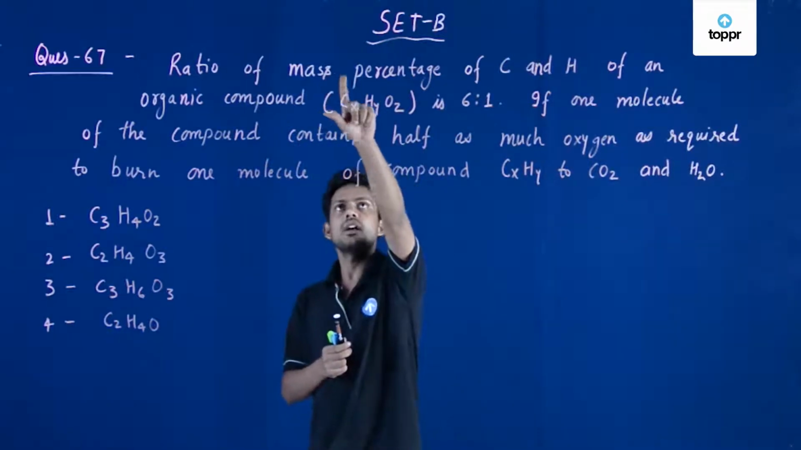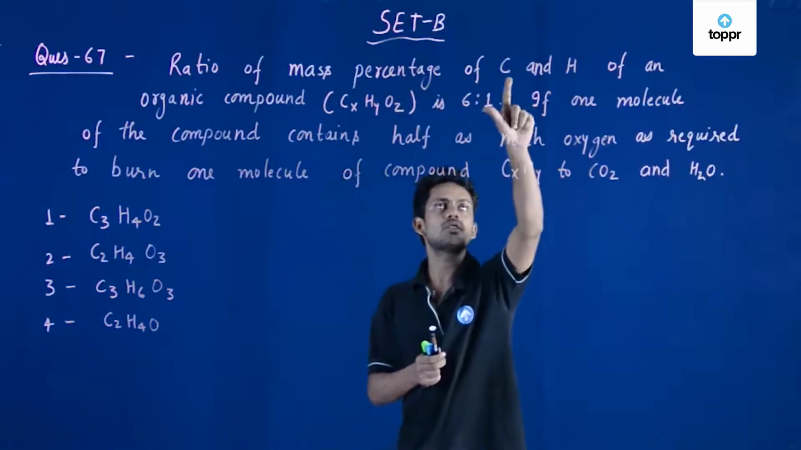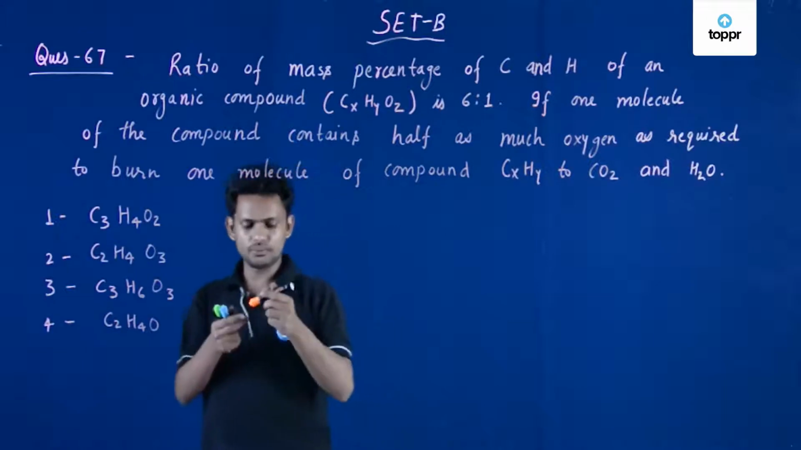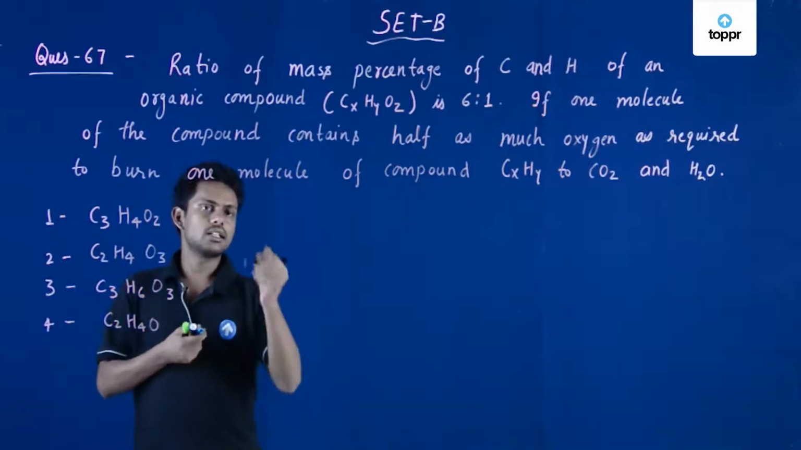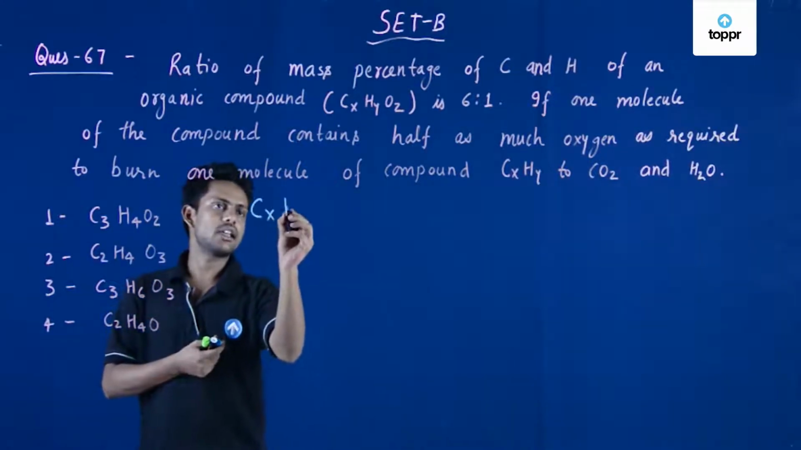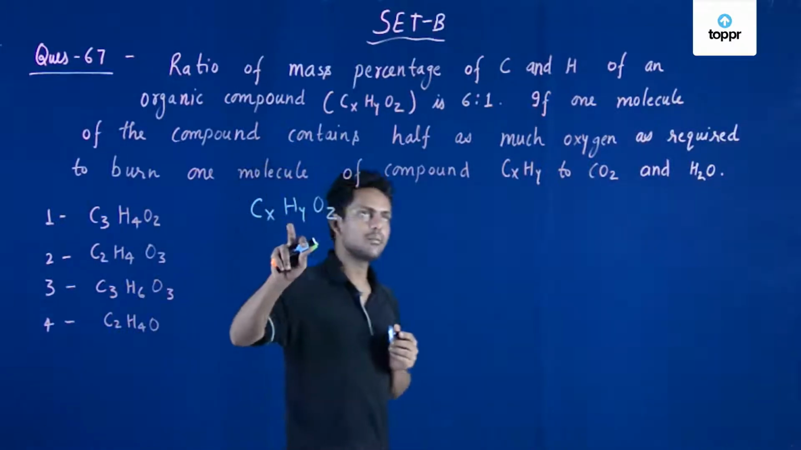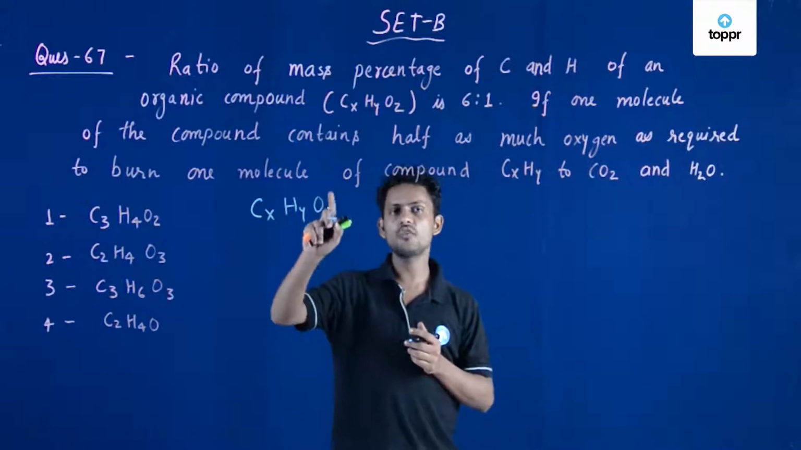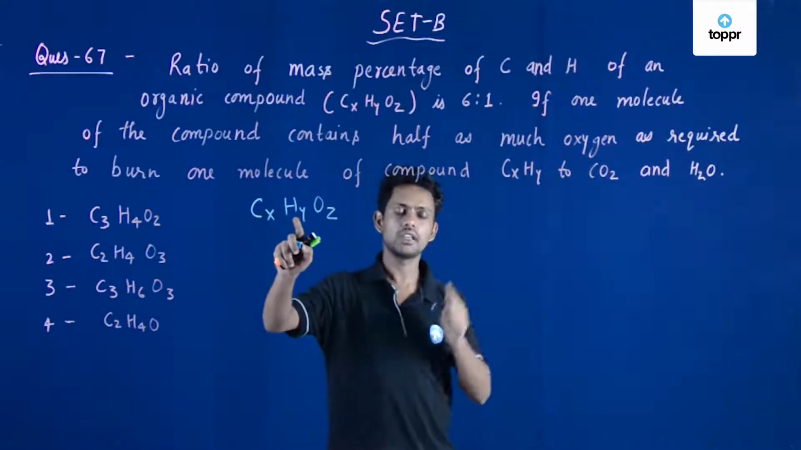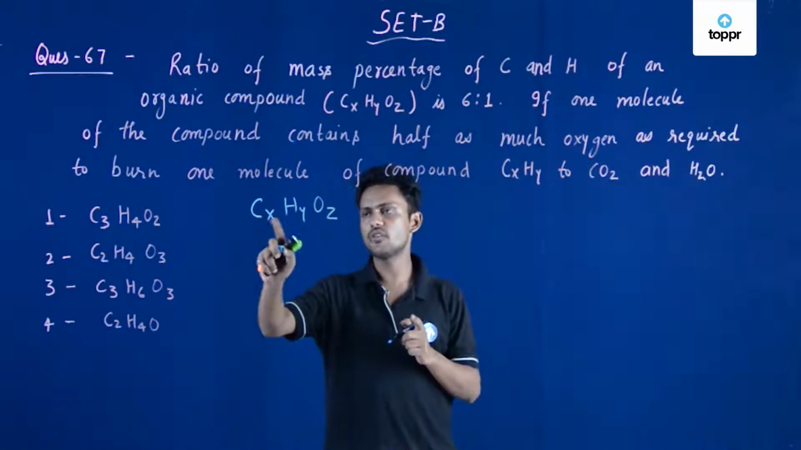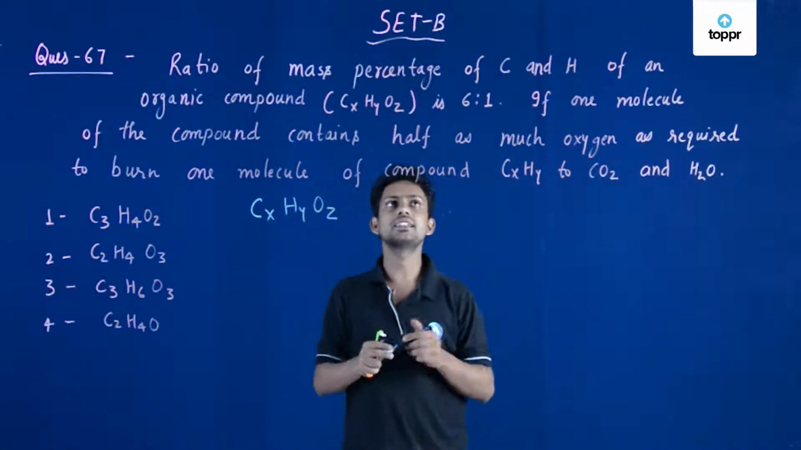What it says is the ratio of mass percentage of carbon and hydrogen in an organic compound. The organic compound that is given is CxHyOz. They are saying that the ratio of mass percentage of C and hydrogen, they are not talking about atoms, remember, they are talking about mass percentage ratio of carbon and hydrogen, and that is 6:1.